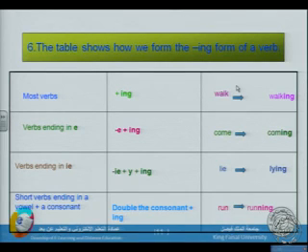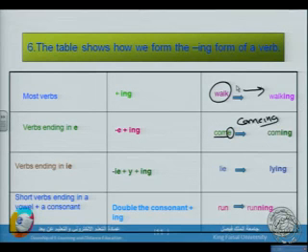Most verbs take the ing, like this example, walk. You should add ing, it becomes walking. But some words end in e, like come. I can't say coming like this, this is wrong. We have to delete the e and add ing.